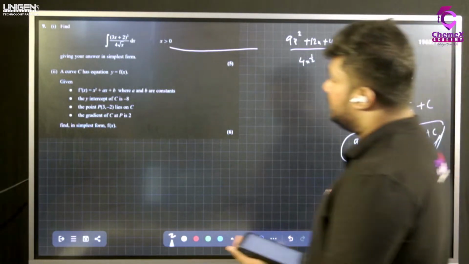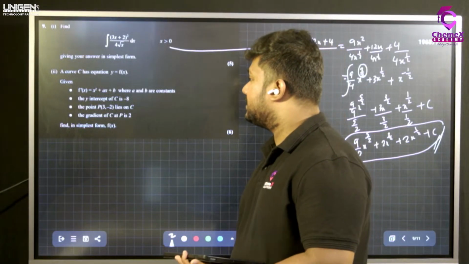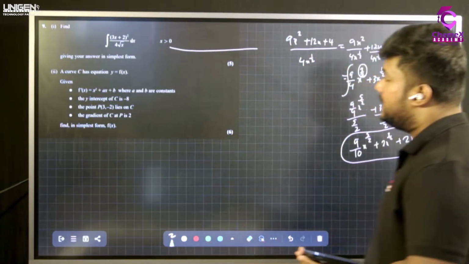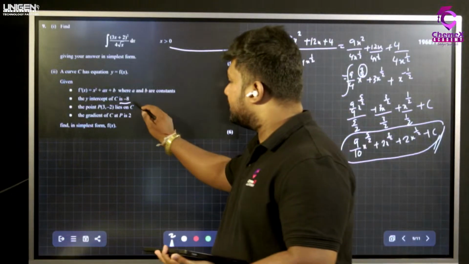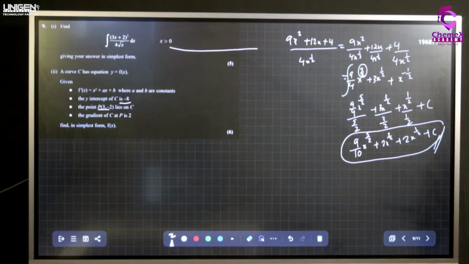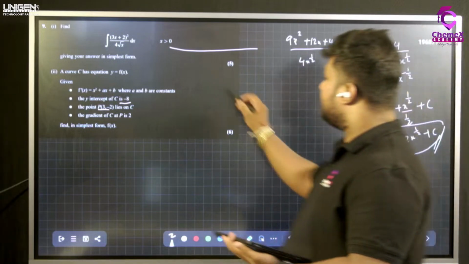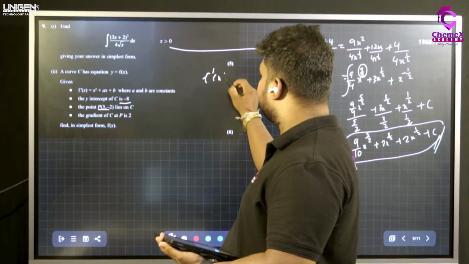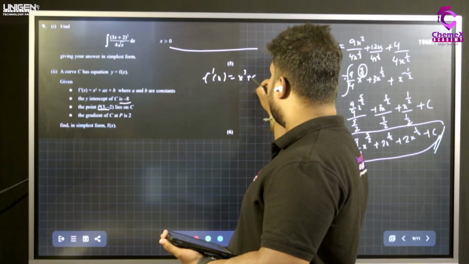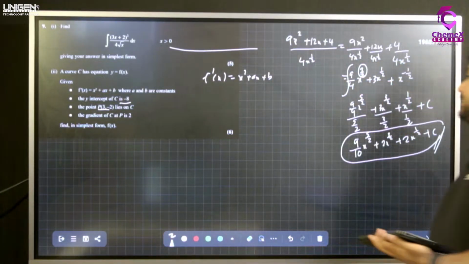Part 2. The curve with the equation y equals f of x, where f dash x is x squared plus ax plus b. The y-intercept of C is minus 8, and the gradient at P is 2. So if you get dy over dx, how do you do this? So f dash x is given as x squared plus ax plus b. The y-intercept is minus 8.